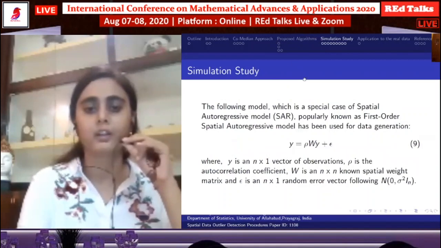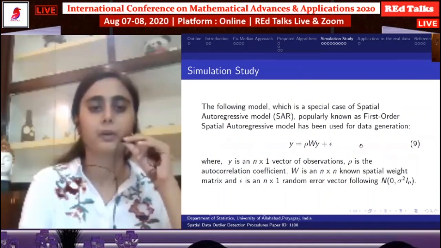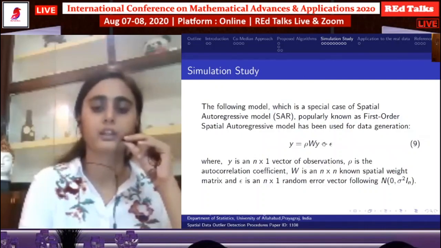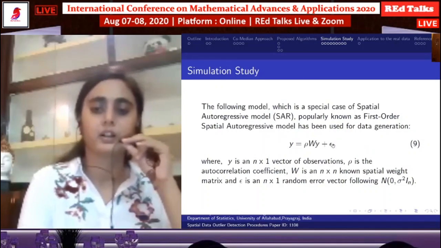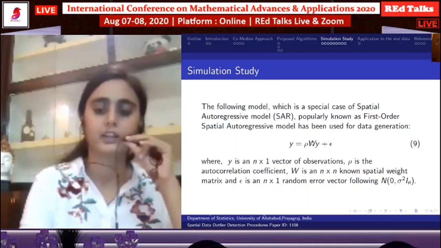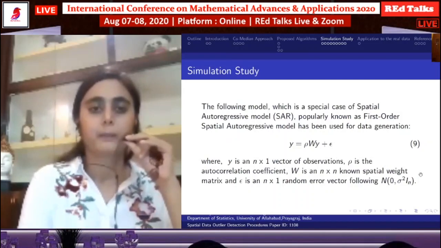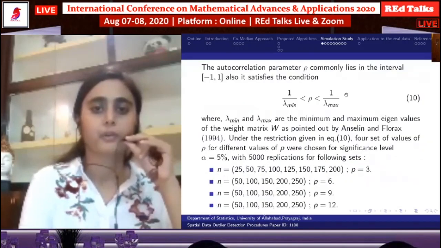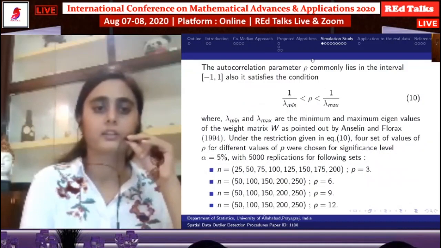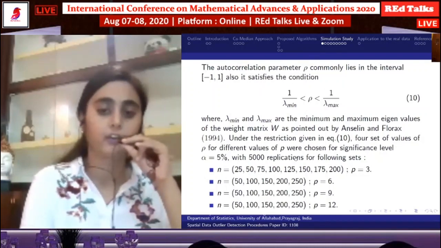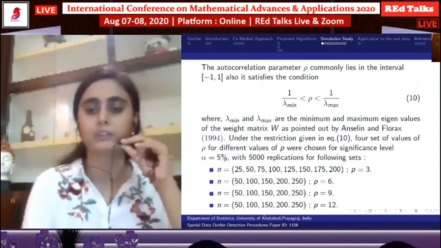This equation 9 is the SAR model, spatial autoregressive model, and is used for the generation of data. Here, W is a known spatial weight matrix, rho is the autocorrelation coefficient, and epsilon is a random error following normal 0 sigma square IN. Keeping in mind the restrictions of rho as in equation 10, these many sets are considered for 5,000 replications for 5% level of significance, for these many values of P.